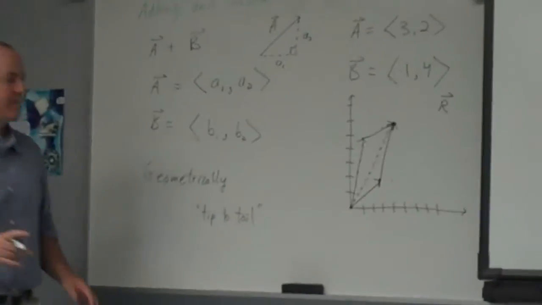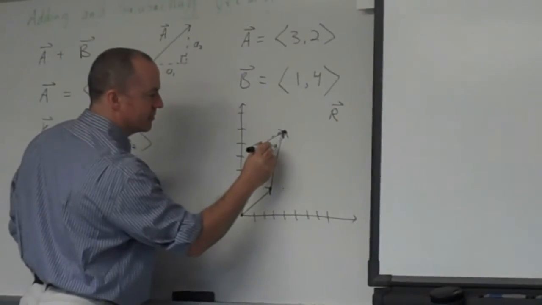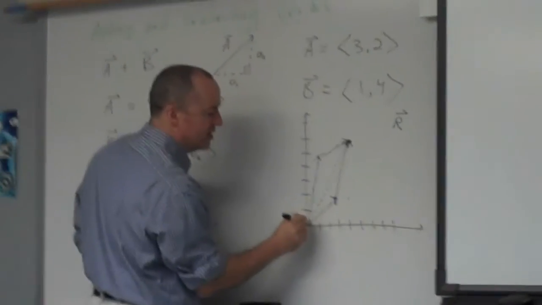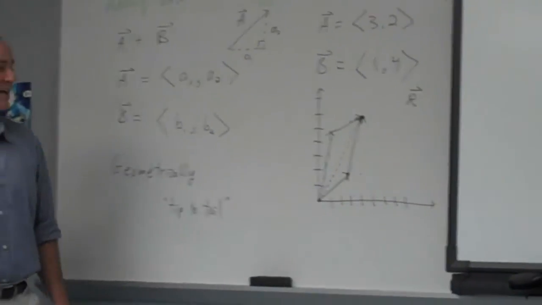I apologize. It's not my best drawing. But why did you make that? Oh, okay, I get it. So this diagonal is the resultant vector. This diagonal is the resultant vector.